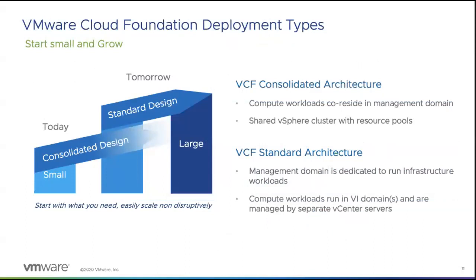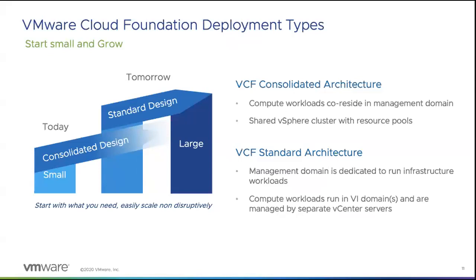So a standard architecture requires a minimum of 4 nodes in a dedicated management domain and a minimum of 3 nodes for each virtual infrastructure workload domain. It is important to plan and size how many nodes are required. And like we saw before, based on your workload domain type, like capacity, performance, availability, growth, whichever is important, you can select your nodes accordingly.